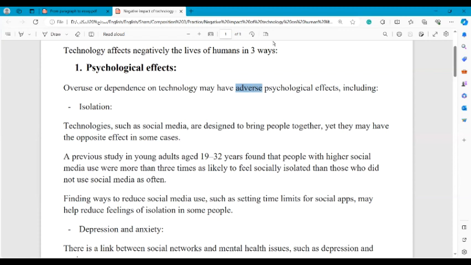For example, when a person uses too much WhatsApp or Facebook or any social media platform, they get isolated. They are not able to connect to other people, right? They are not able to meet people because all the time they spend on their phones.